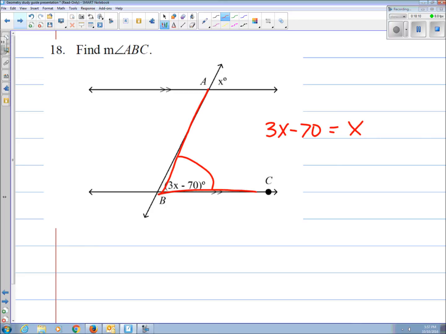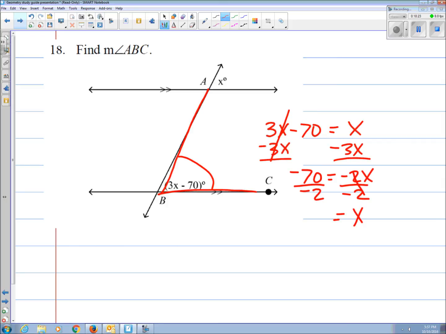So now we can solve this by subtracting 3x on both sides. That's negative 70 is equal to negative 2x. Then we can divide by negative 2 on both sides. They give us x is equal to 35. I know that this one is 35 degrees, and those are corresponding angles. So I really don't have to plug 35 into this angle down at the bottom. I know it should be exactly the same as that one. So it's also 35.